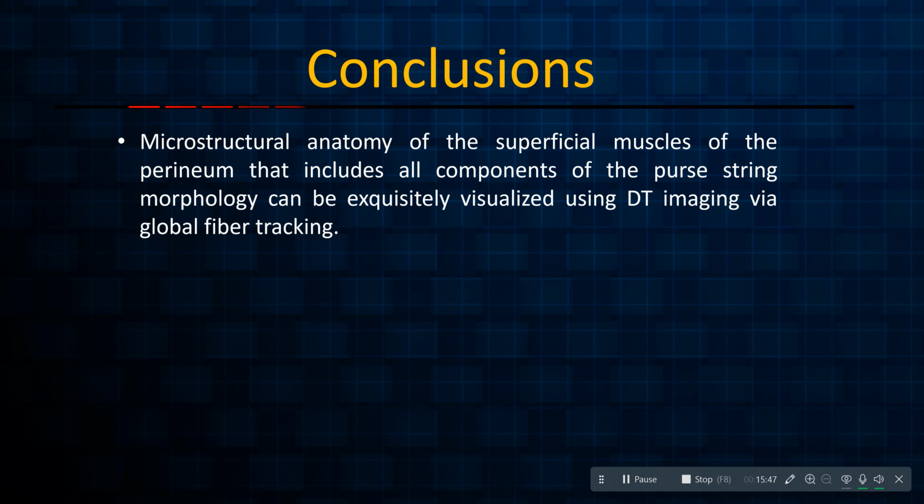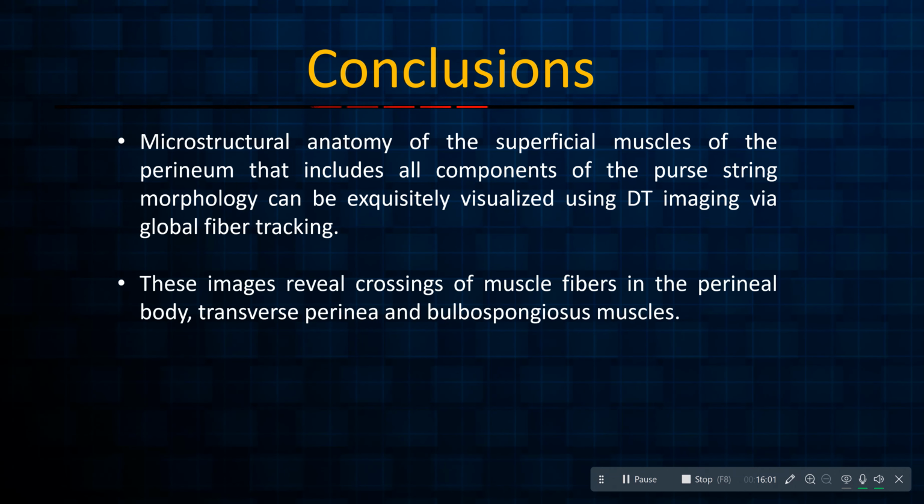So in conclusion, the microstructural anatomy of the superficial muscles of the perineum, which includes all components of the purse string morphology, can be beautifully visualized using DT imaging via global fiber tracking. These images reveal crossings of muscle fibers in the perineal body, transverse perinei, and bulbospongiosus muscles.